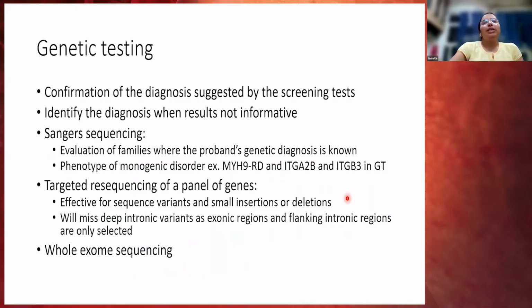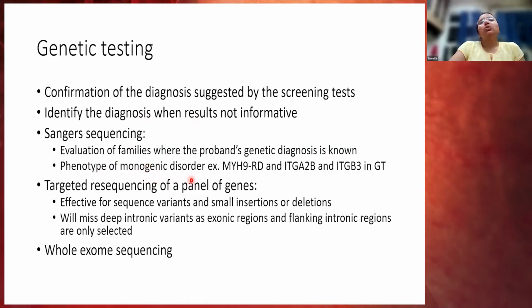Now, therein comes the role of genetic testing. For genetic testing, we can confirm the diagnosis suggested by the screening tests. We can also identify the diagnosis when the results of the initial screening are indicative but not clearly informative. What can we use? We can use standard sequencing when we have a clear diagnosis. For example, if I know my case 1 is a GT, then I can specifically target 2 genes using standard sequencing. Or if I have a family member who requires evaluation and I know the patient's primary diagnosis, then I can evaluate the family member correctly.